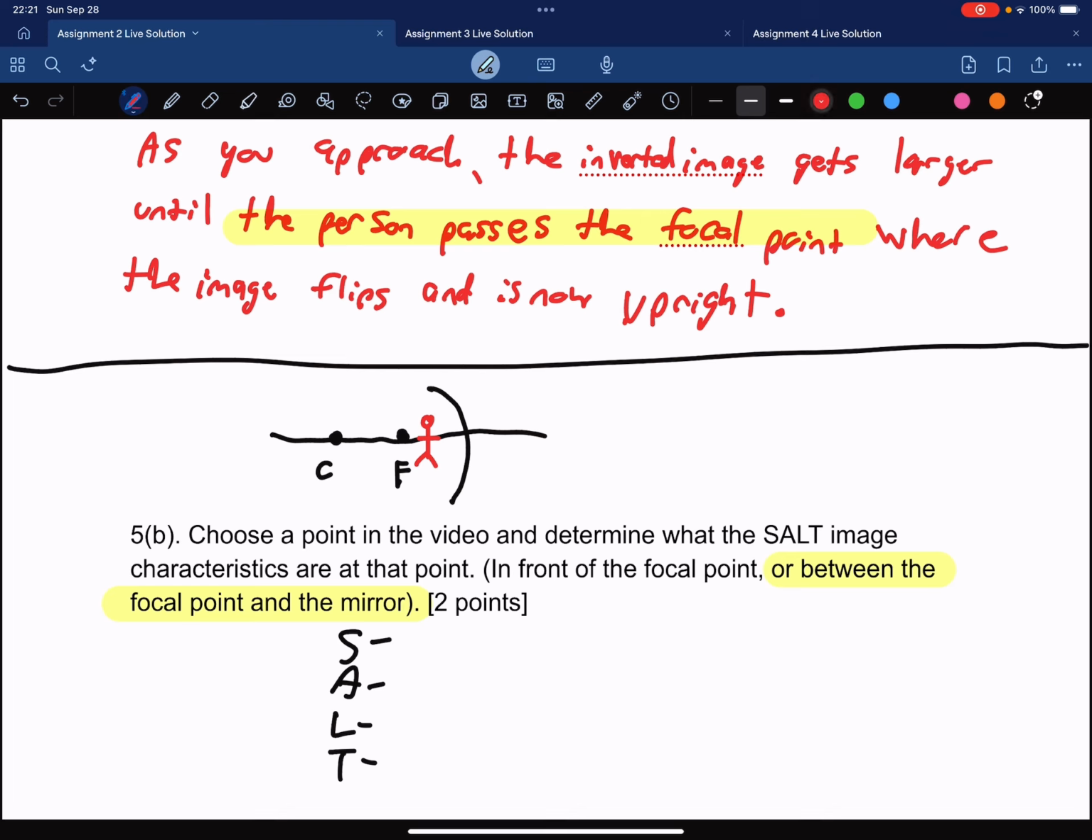In this case, the image, I guess I'll draw it in green. Now, because it doesn't specify, I was happy to take same as a correct answer because I didn't specify how close, and I wasn't requiring you to anyway. Same or slightly larger.